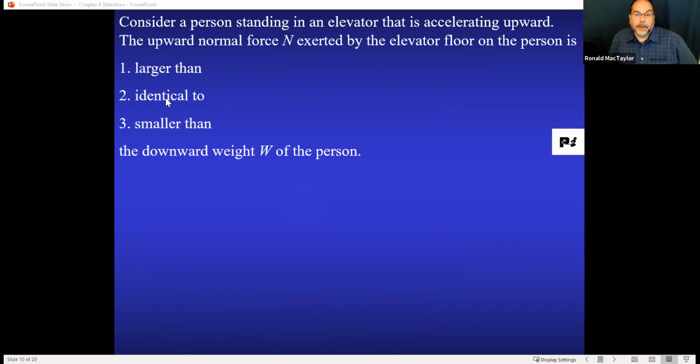Hey, there's this dude on an elevator. The elevator is accelerating upward. The upward normal force exerted by the elevator floor on the person is larger than the downward weight of the person, identical to the downward weight of the person, or smaller than the downward weight of the person. So let us consider this.